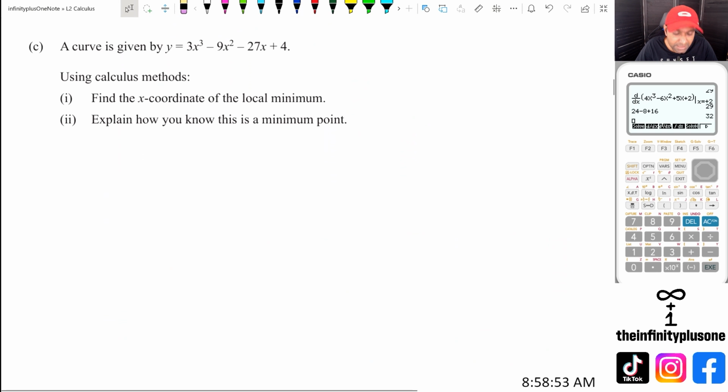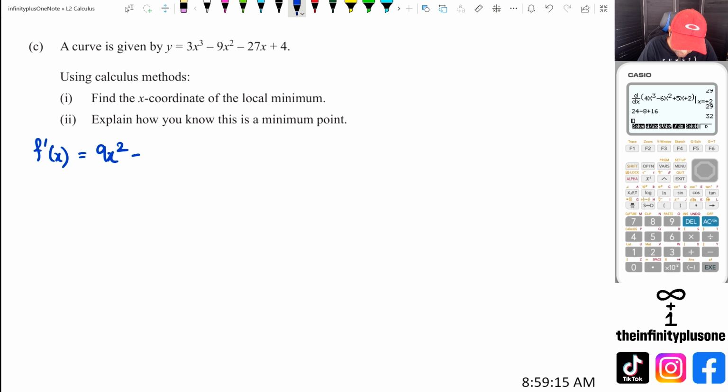Okay, question C. We have a curve given by this, use calculus methods to find the coordinates of the local minimum, and then explain how you know it's a minimum point. All right, so we're going to differentiate the function first. So f dash of x is going to be, 3x cubed will differentiate to 9x squared, minus 9x squared will differentiate to 18x.